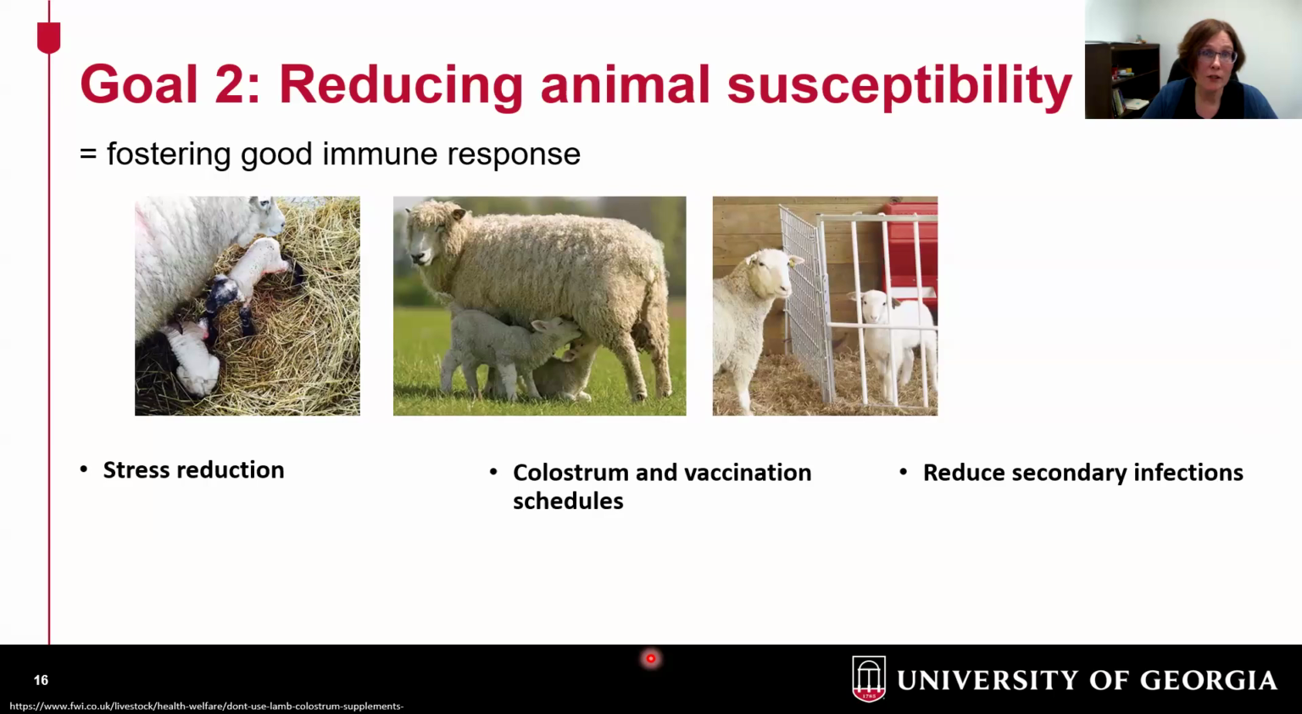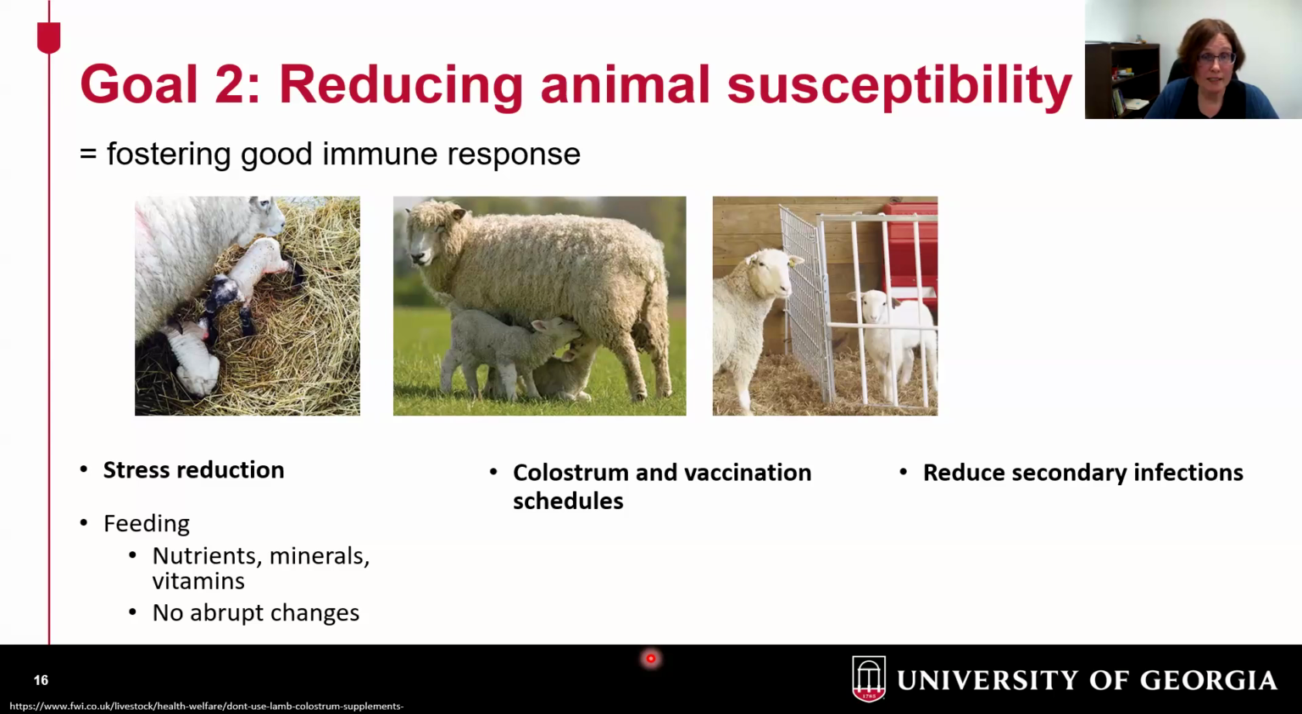For the second goal of reducing animal susceptibility, that usually comes back to fostering a good immune response. So as I said, stress plays a major role. So feeding is part of that. So making sure that they have all nutrients and minerals, supplements as needed. And if there is any change in feeding, that this is gradual, will go a long way for those susceptible ages.